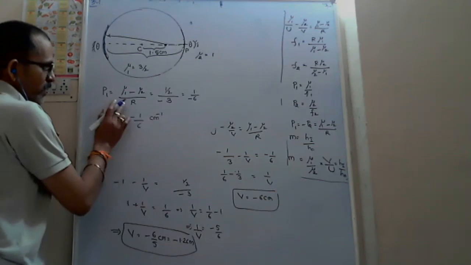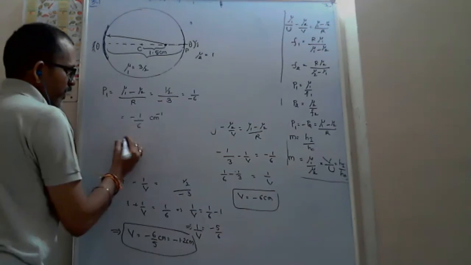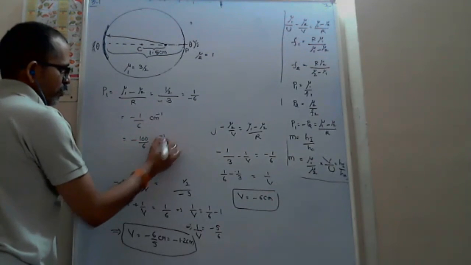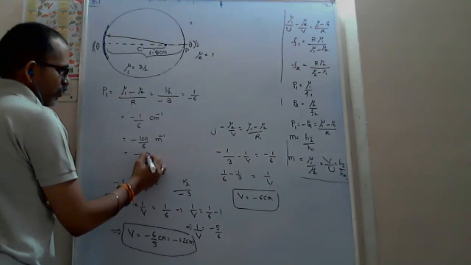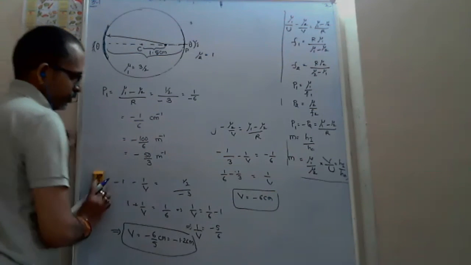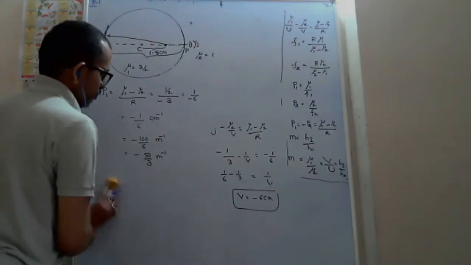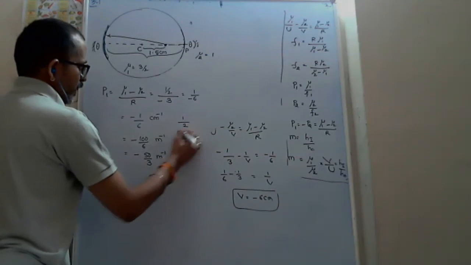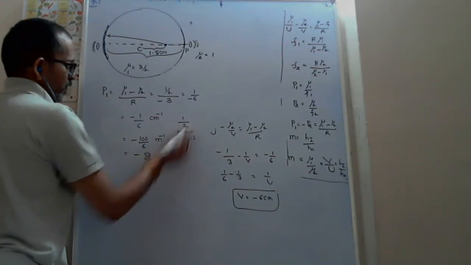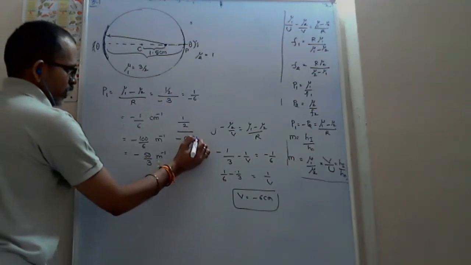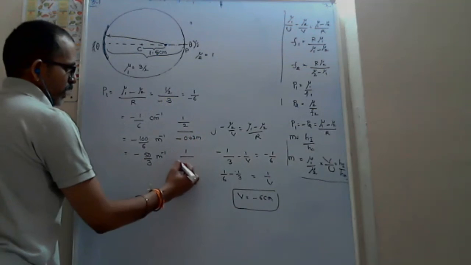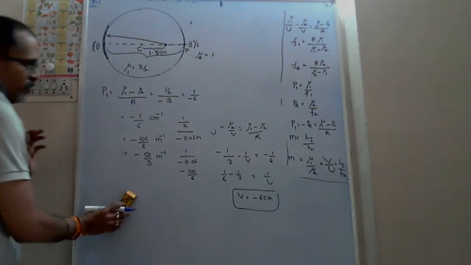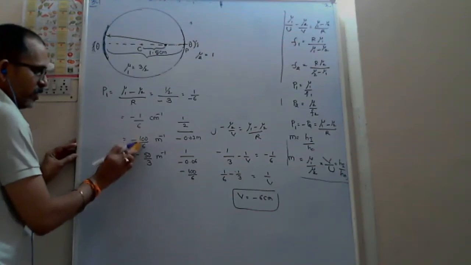Why? Because we took the radius in centimeters. If I ask in meter inverse, now minus 100 by 6 meter inverse, which means minus 50 by 3 meter inverse. Because I have to take 1 by 2 by minus 0.03 meters. Then I will get 1 by minus 0.06, nothing but minus 100 by 6. That I directly took here.